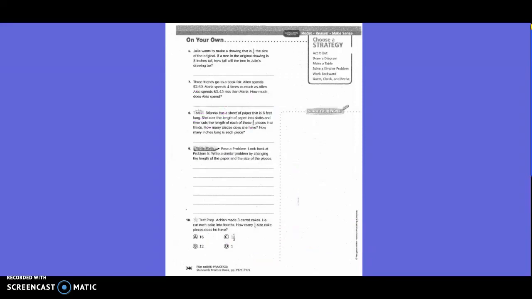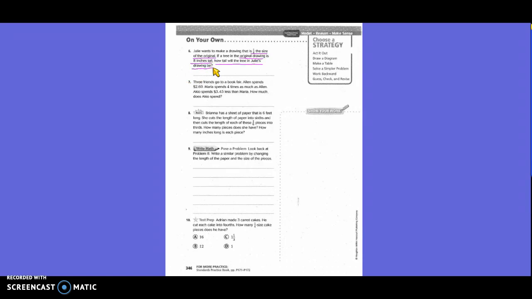Alright. On your own, Julie wants to make a drawing that is 1/4 the size of the original. If a tree in the original drawing is 8 inches tall, how tall will the tree in Julie's drawing be? So what do we need to underline? That her drawing is 1/4 the size of the original. And then the original drawing is 8 inches. How tall will the tree in Julie's drawing be?